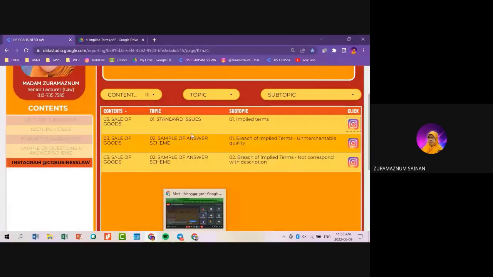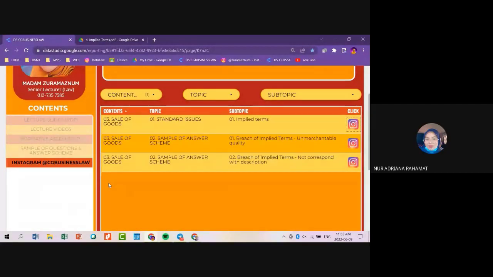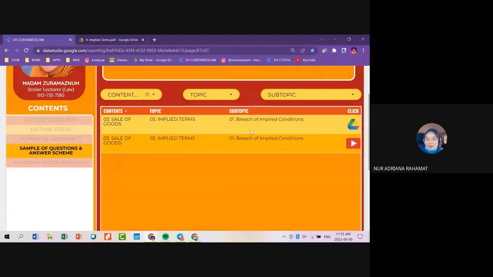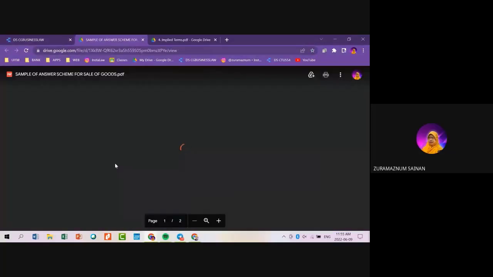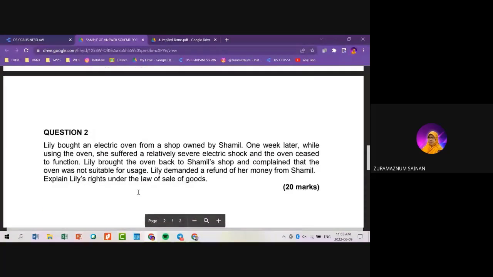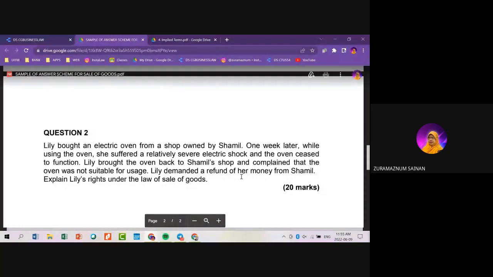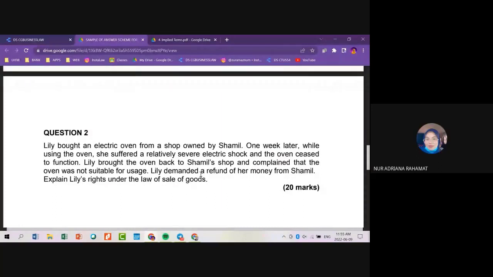Madam nak tanya. Ya? Kalau dekat isu tu, saya tulis whether Lily can claim refund from Syamil je boleh ke? Boleh. You kata nak claim refund from Syamil je sebab soalan terang-terang cuma kata nak refund je. Demanded refund. Betul tak? Betul. Boleh.